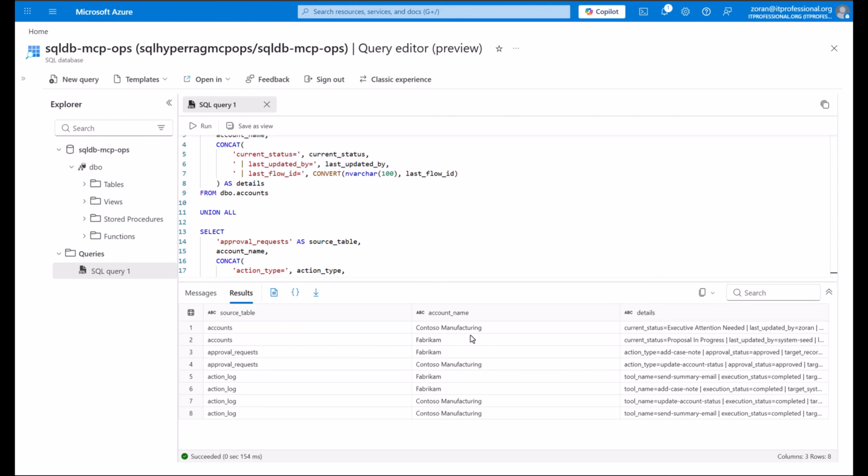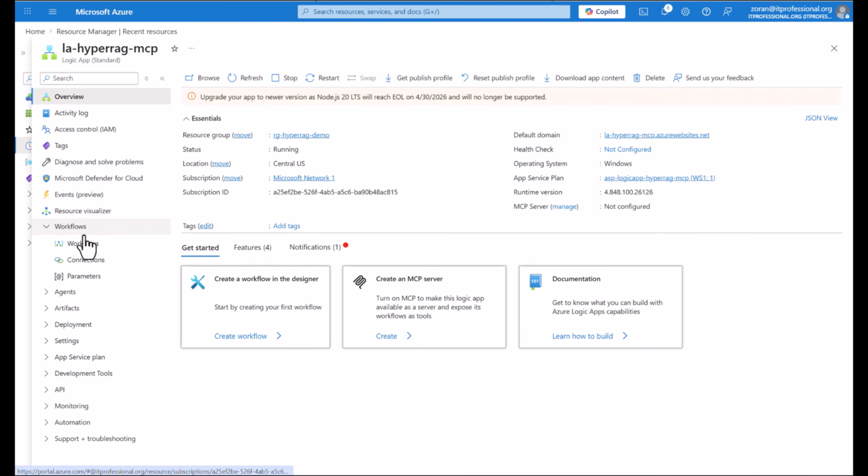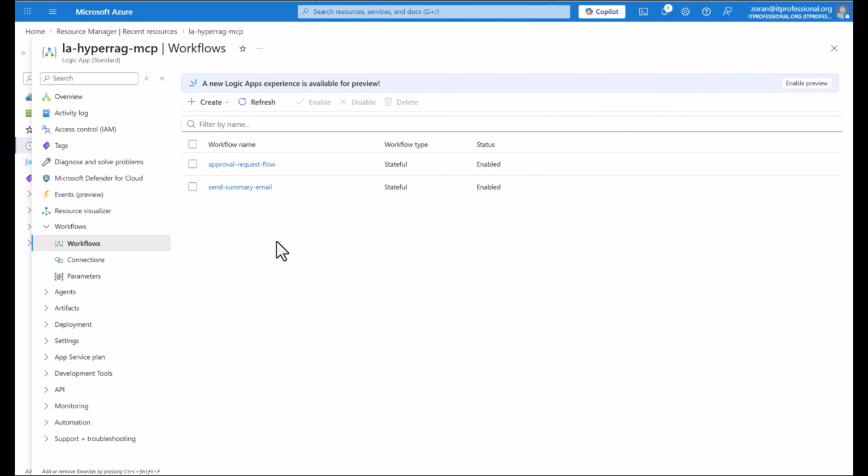If we now look at the result from the last question, we can see that the Contoso account status was updated to executive attention needed. We can also see the approval record for that action and the action log behind the completed flow. After Azure SQL shows the business record changes, now let's look at the workflow side in Logic Apps.